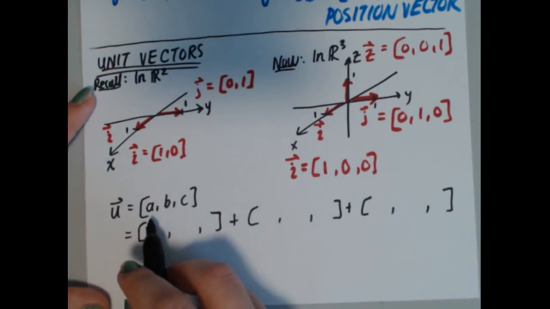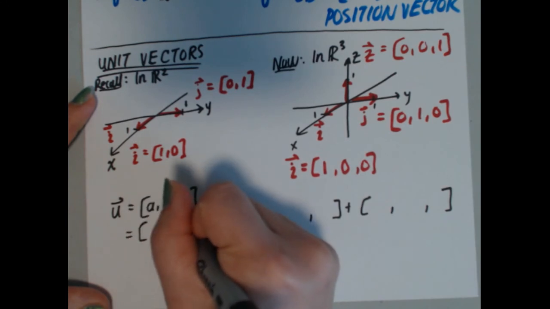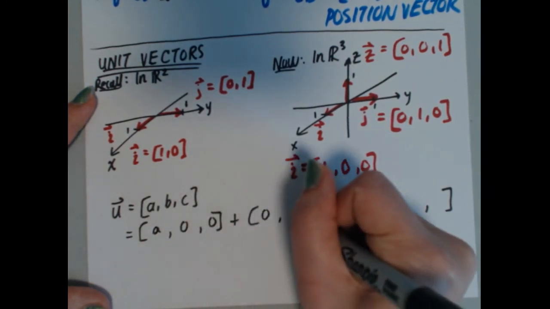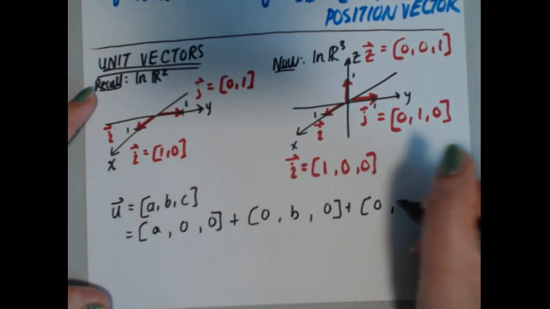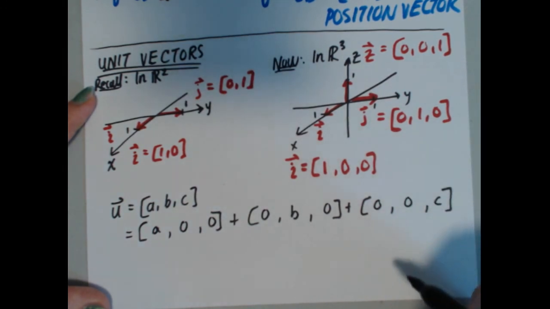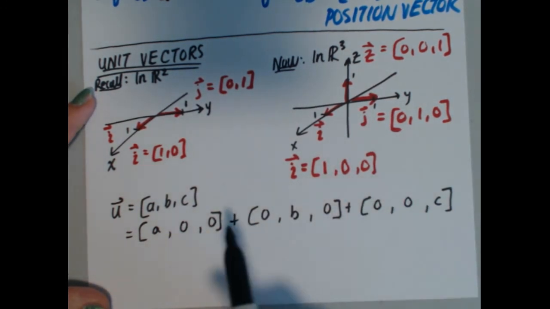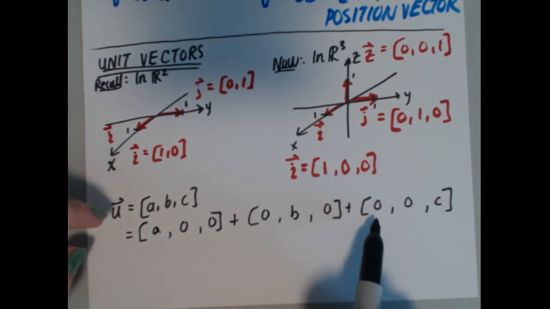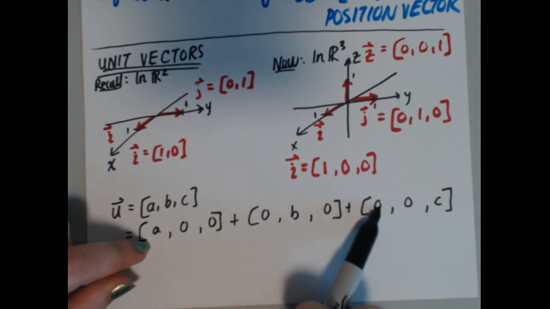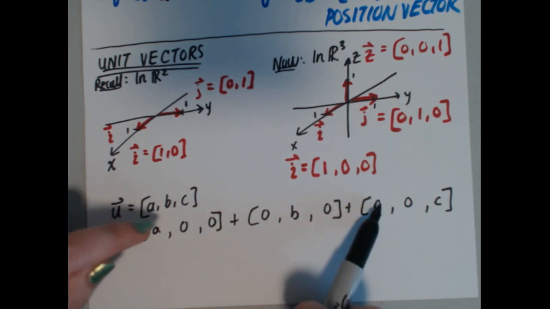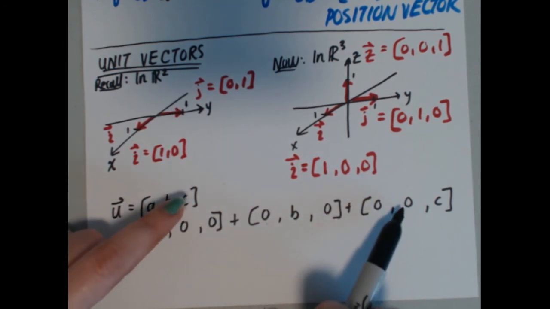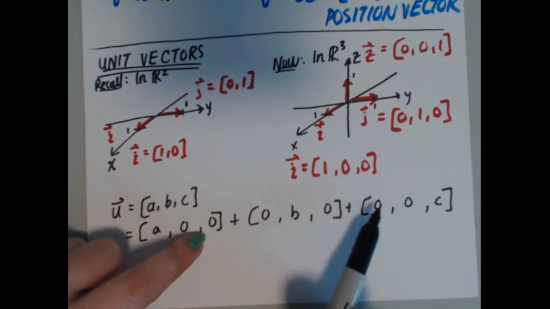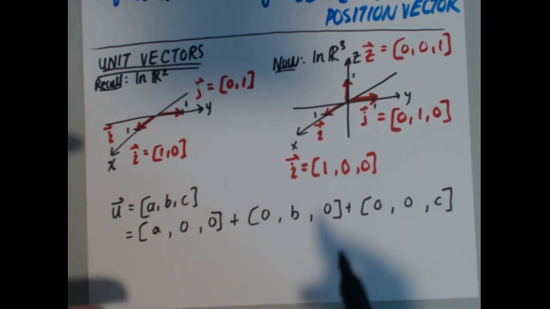Okay, so for example, I can break this up into a, 0, 0 plus 0, b, 0 plus 0, 0, c. If I add all 3 of these vectors, I will end up with exactly what I have here. Remember, when you add vectors, you just add the respective components. So the x component would be a plus 0 plus 0, which is a. The y component would be 0 plus b plus 0, which is b. And the z component would be 0 plus 0 plus c, which is c.